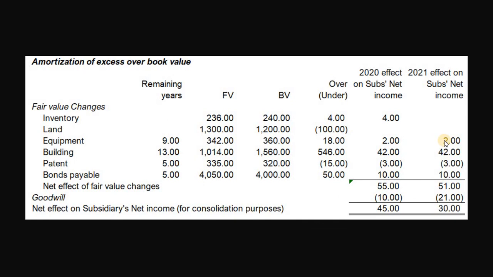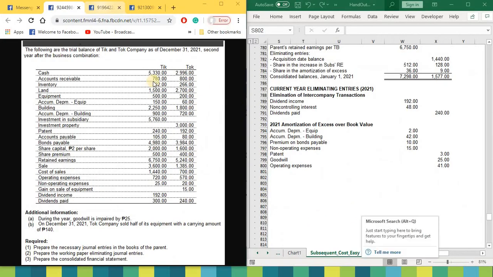But only half of the equipment was sold, which means out of the 14 peso difference, only half of which must be fully amortized because half of the equipment is sold in 2021. Based on the trial balance, the acquiree has a gain on sale of equipment for 15 pesos. And since the carrying amount per books of the acquiree is 140 pesos, the cash proceeds from the sale is 155 pesos or 140 plus the gain of 15 pesos.